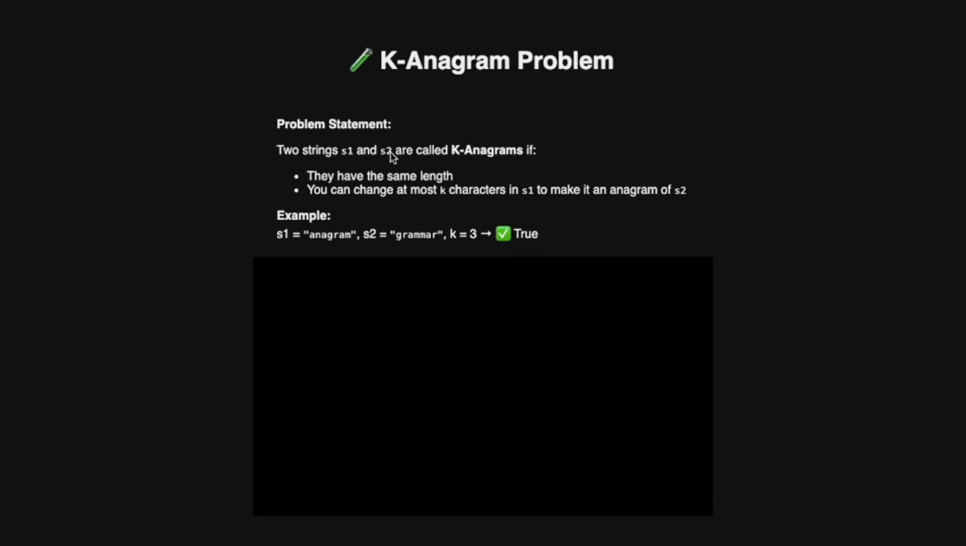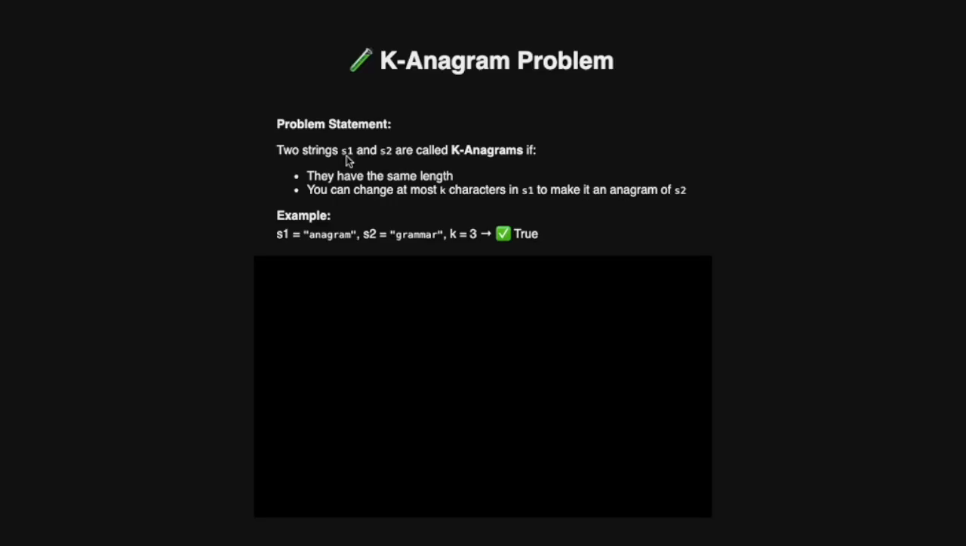And just to define anagrams for those who don't know about it, two strings are called anagrams if they have all the characters in common, including the duplicates. So all the characters in S1, including the duplicates, should be present in S2 as well. If that is the case, then S1 and S2 are called anagrams of each other.